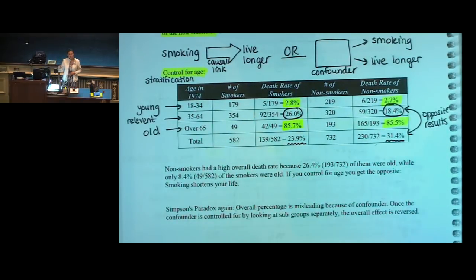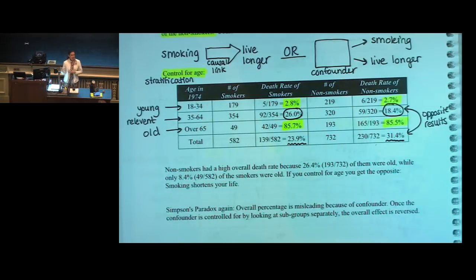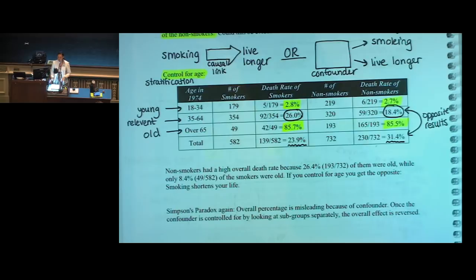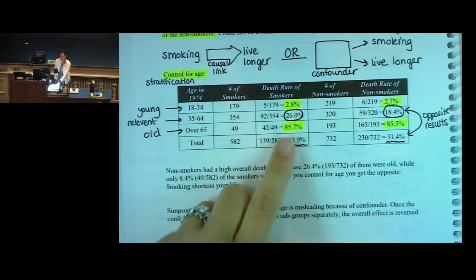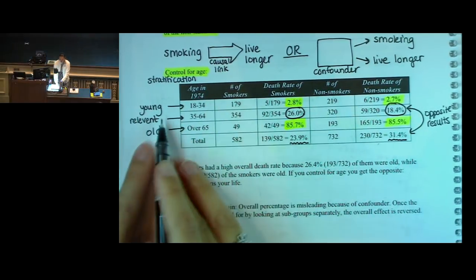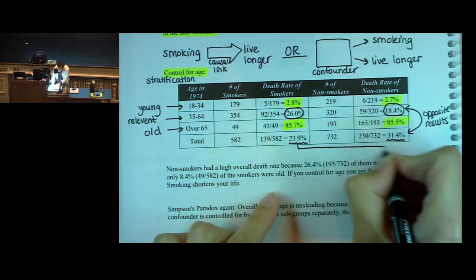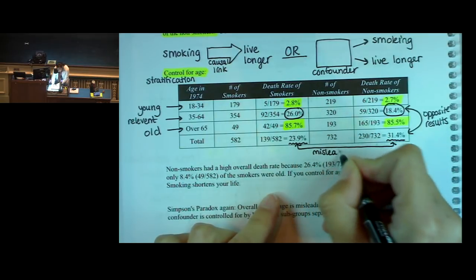And with observational studies, you never want to look at the overall results because there could be a confounder. So here, I would want to look at the individual results, and I would conclude that smoking definitely shortens your life. If you're old or young, it doesn't really matter, but in the relevant age group, the smokers have a higher death rate. So these overall results are definitely misleading due to the confounder.